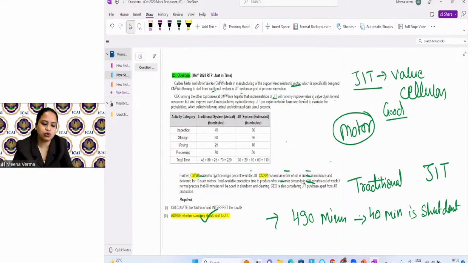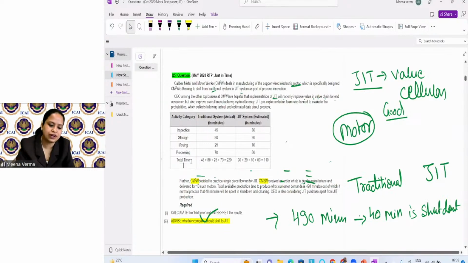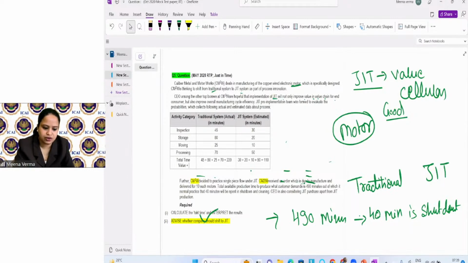है ना? अब देखो, total time of production include both value added and non-value added activity. It includes both value added and non-value added activity. है ना?